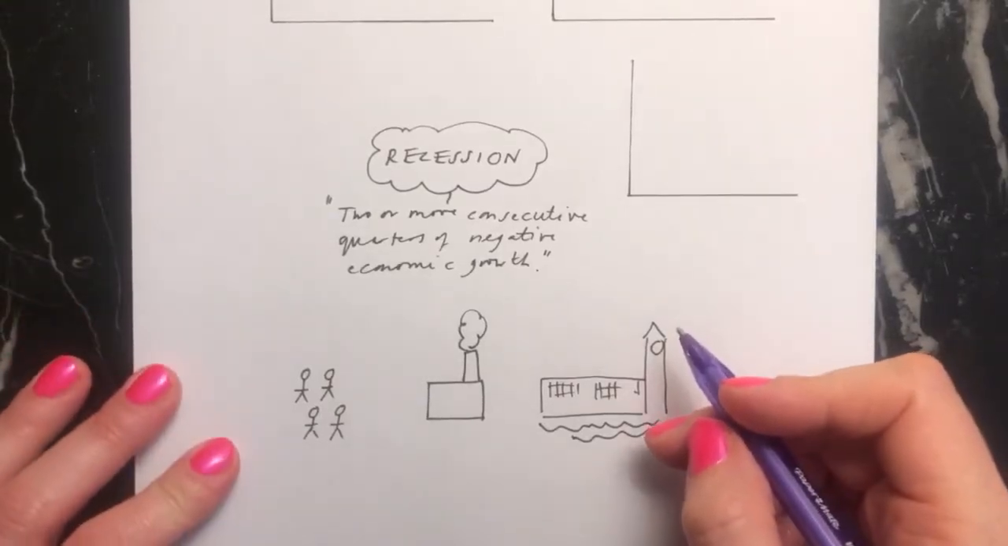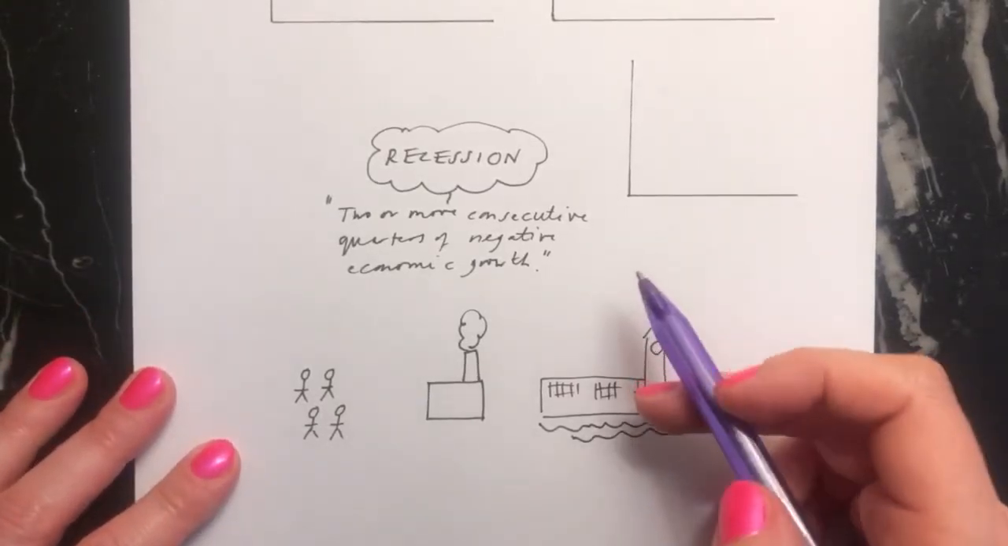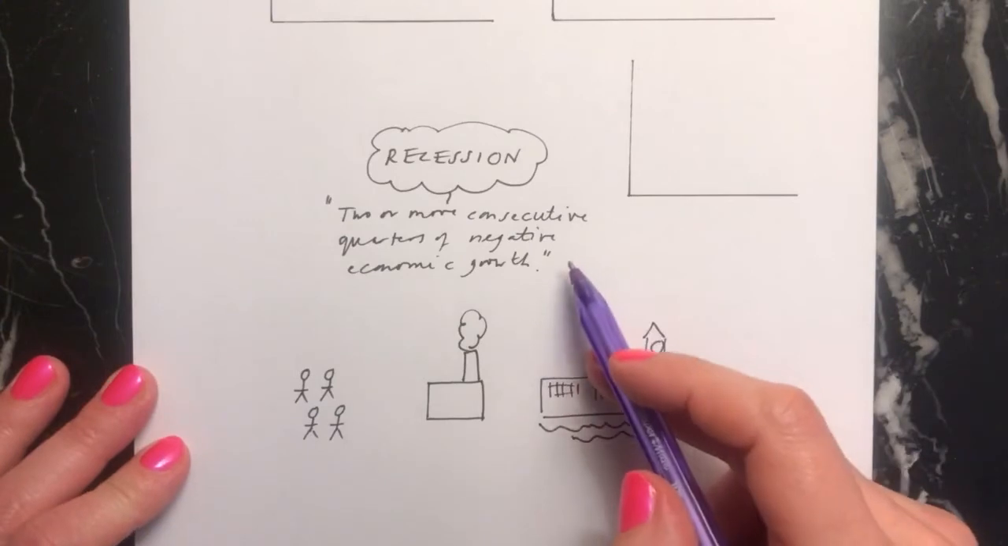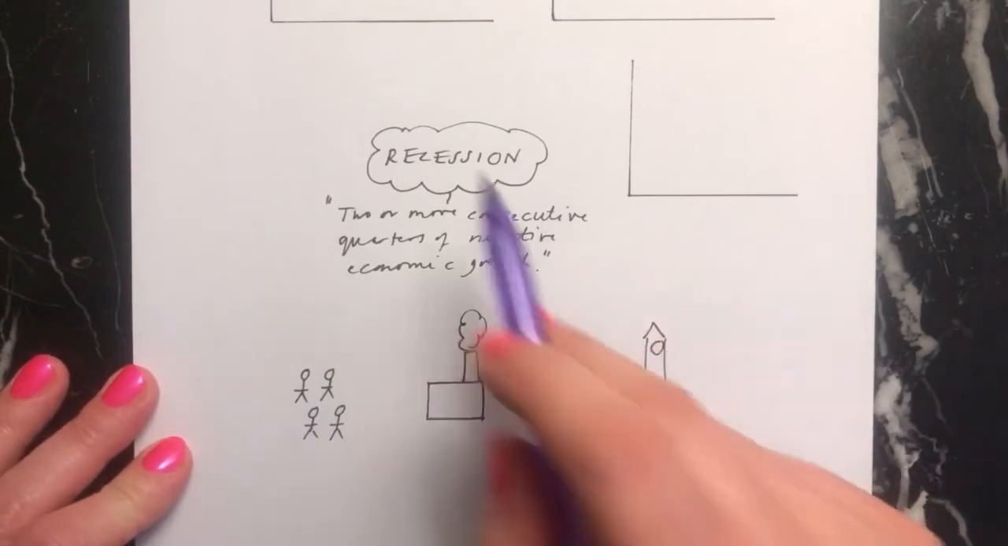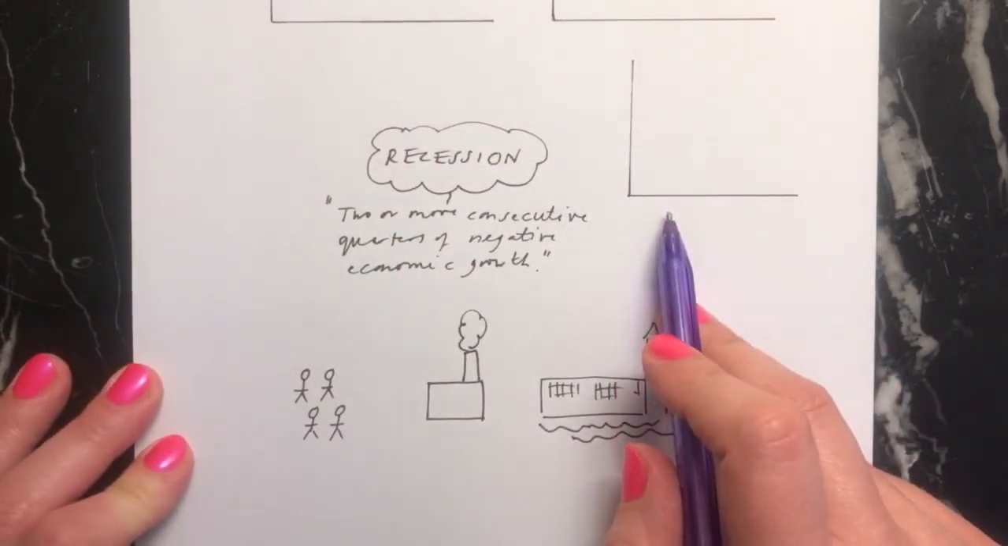Hi everybody, this is a video to explain what a recession is. I'm going to begin by defining it, I'm going to talk about how it happens, and then I'm going to show you 3 diagrams which illustrate a recession.